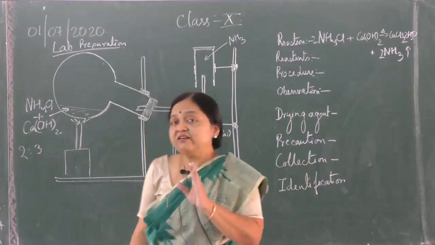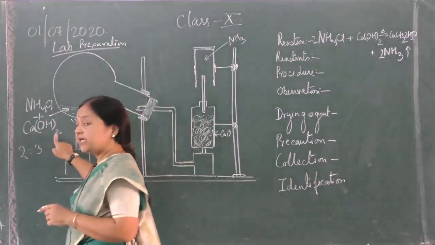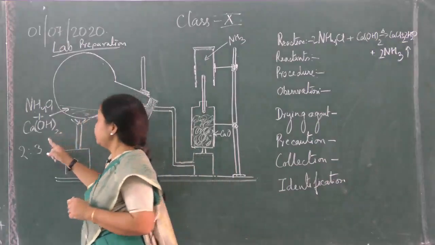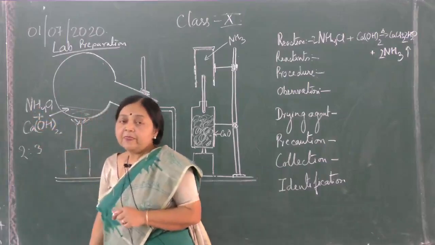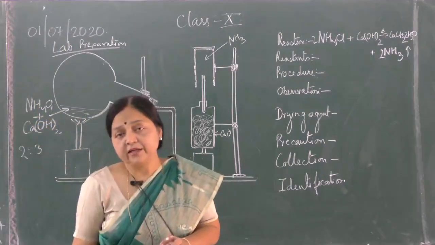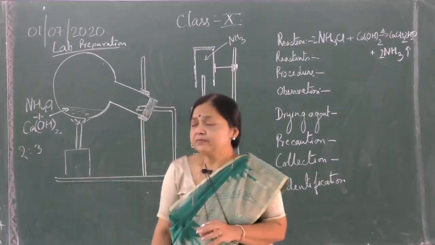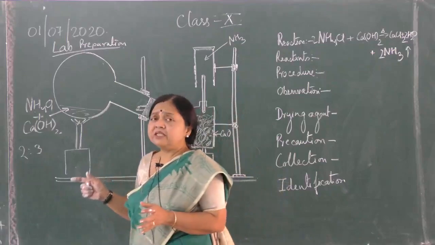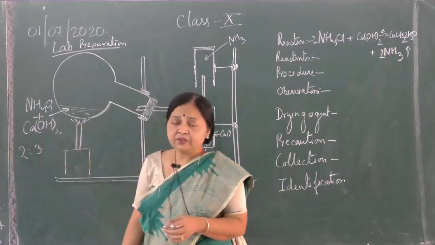To check the rate of sublimation, calcium hydroxide is taken in excess. That means 2 portions of this and 3 portions of calcium hydroxide. They are ground together and mixed thoroughly first. Why are they ground together? To give the maximum surface area and a close contact between the two substances.